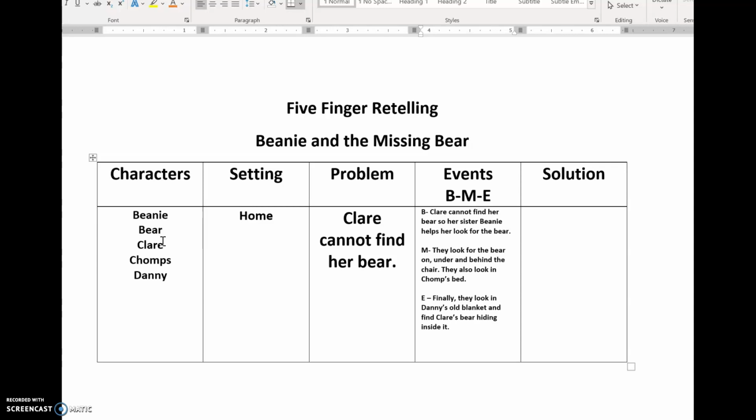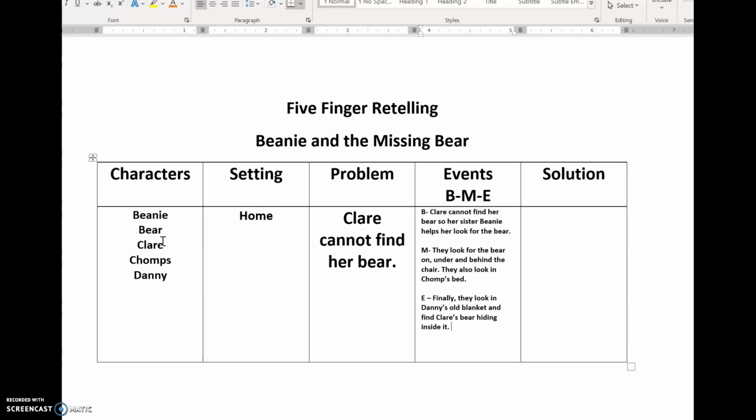So Golden Boys, when you are reading stories at home on Kids or from books, please practice using the 5-finger retelling and retell the story to one of your family members, and use this. Think about the characters first, list the setting. The setting could be more than one place. So in this story, it was just the home.